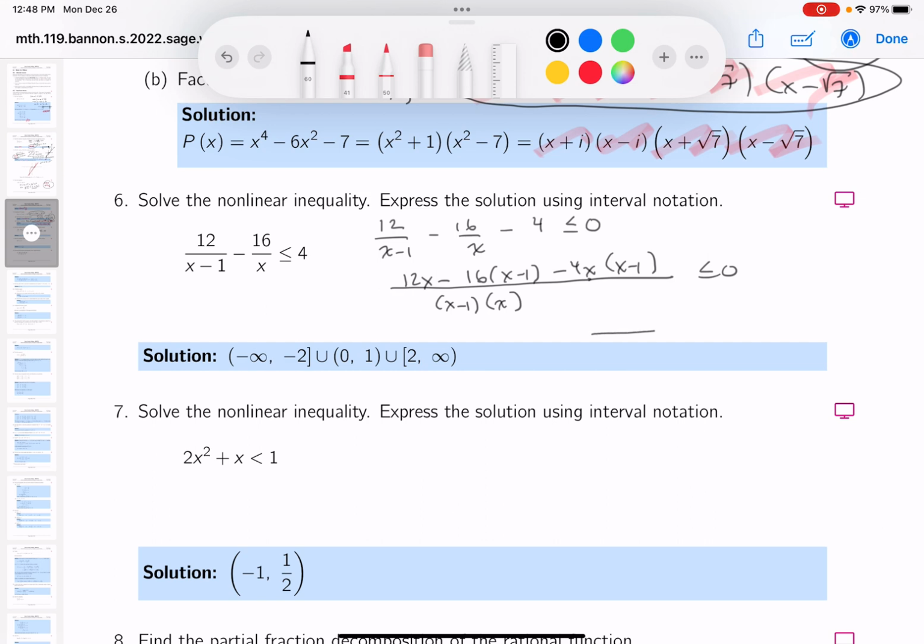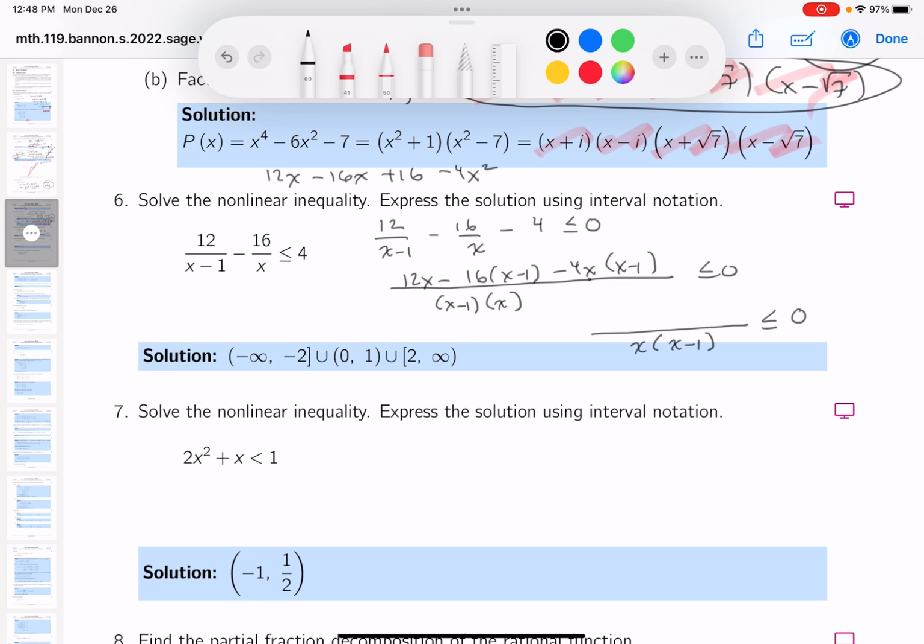Well, let's keep moving along. I'm going to simplify that top. Looks relatively complicated, I guess, in some respects. But the bottom is just simply x times x minus 1. And let me do the top for you, all right? And I want to do it on the side because I'm going to erase it. But it's 12x, then it's minus 16x, and then it's plus 16, and then minus 4x squared.